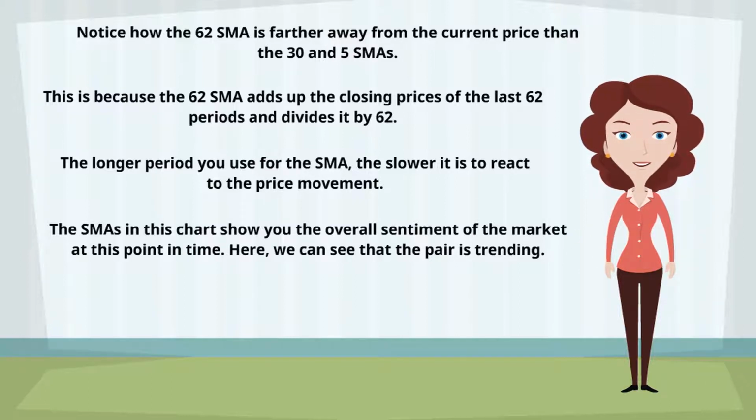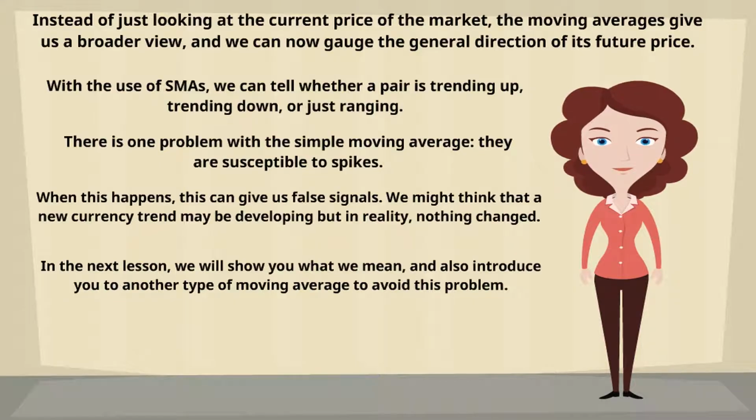The SMAs in this chart show you the overall sentiment of the market at this point in time. Here, we can see that the pair is trending. Instead of just looking at the current price of the market, the moving averages give us a broader view, and we can now gauge the general direction of its future price. With the use of SMAs, we can tell whether a pair is trending up, trending down, or just ranging.